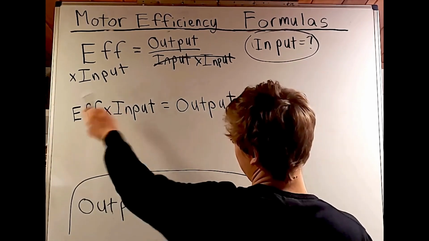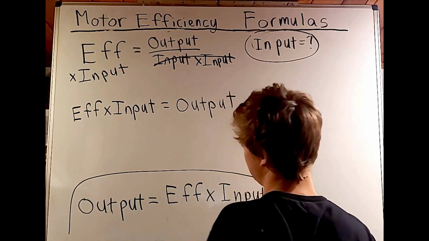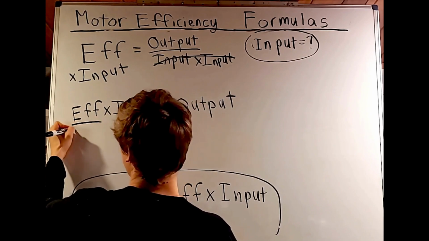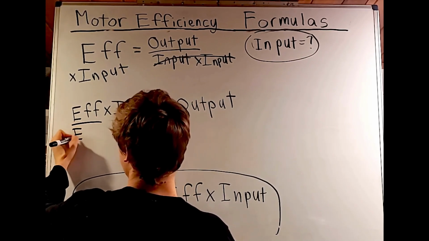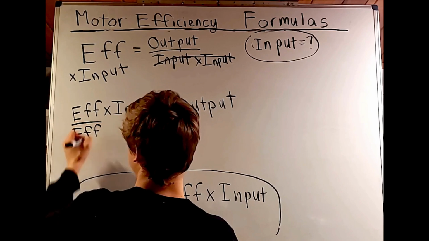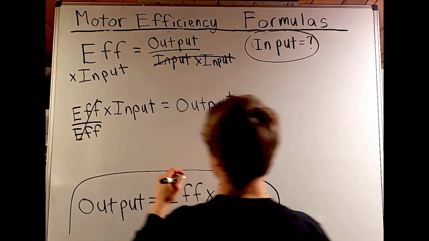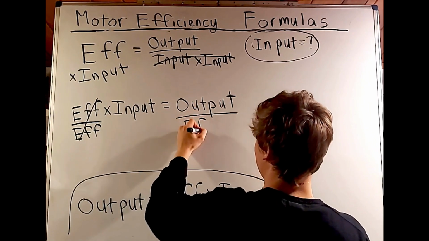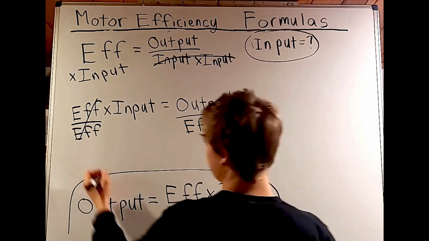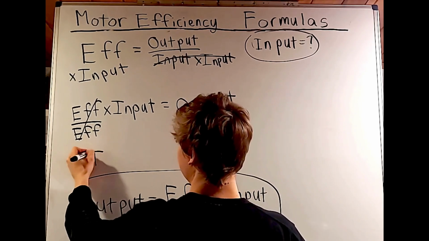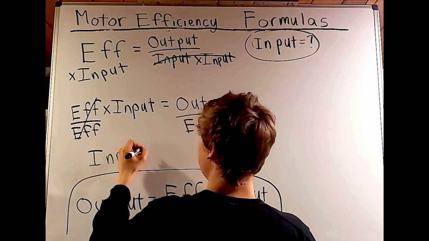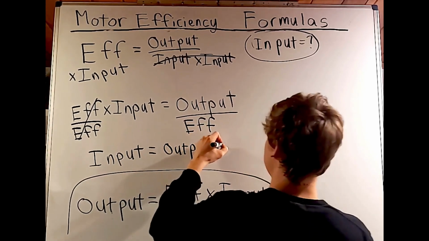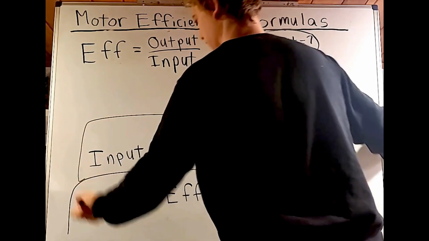We already know that. But now we want to isolate the input. Remember, these can be rearranged any way. So we have efficiency times input. Could very well say input times efficiency. Either way, we can get rid of the efficiency simply by dividing by the efficiency. That gets rid of it on the left side. But on the right side, we have the output divided by efficiency. So now to rewrite that final formula with the input all by itself and neat, we have input equals the output over the efficiency. And that is your final formula for your input.